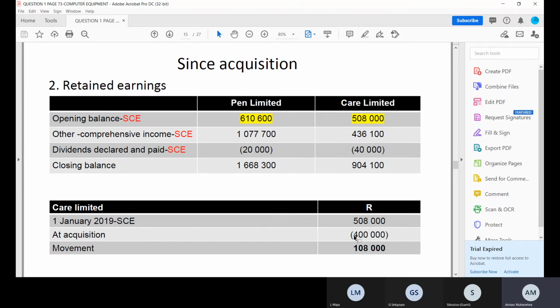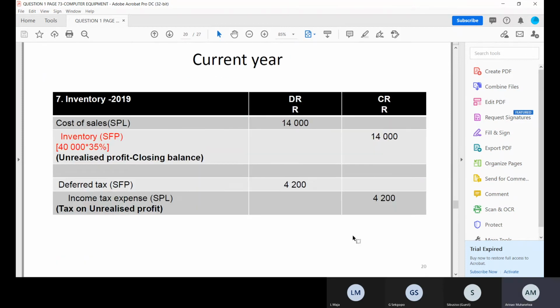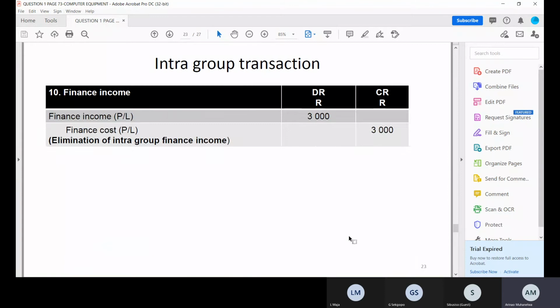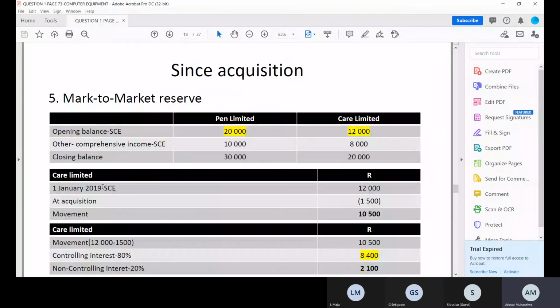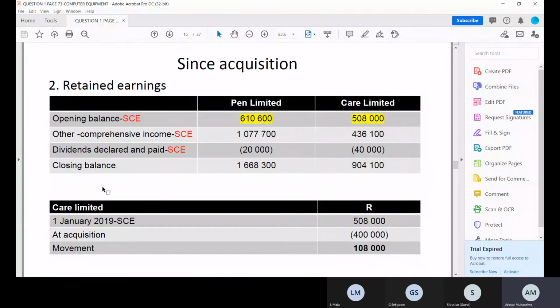If I go to my analysis of equity, under retained earnings, here are the two amounts that I was talking about: 508,000 less 400,000. We recognize the movement. I just wanted to indicate where we get those amounts from. This is at acquisition. This is from the statement of changes in equity, the 508,000.